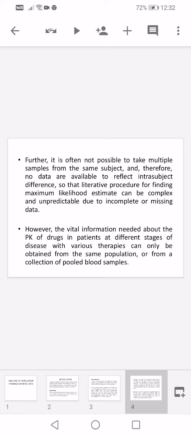However, the vital information needed about the PK of drugs in patients at different stages of disease with various therapies can only be obtained from the same population or from a collection of pooled blood samples. Suppose we want to check different stages of the disease, or whether the person is taking any therapies. We select a group of population, and from the start of treatment, over a period of time, we collect all the samples and check them.